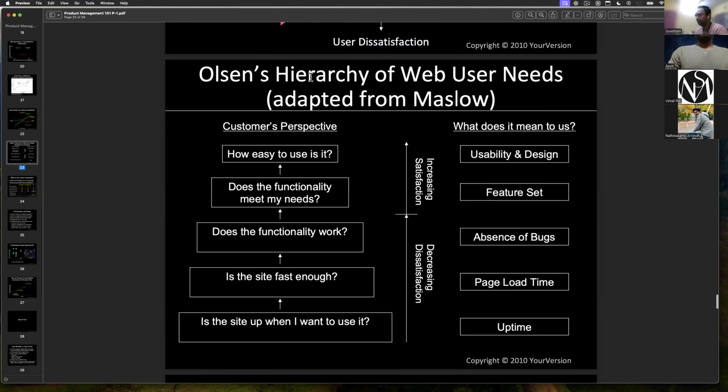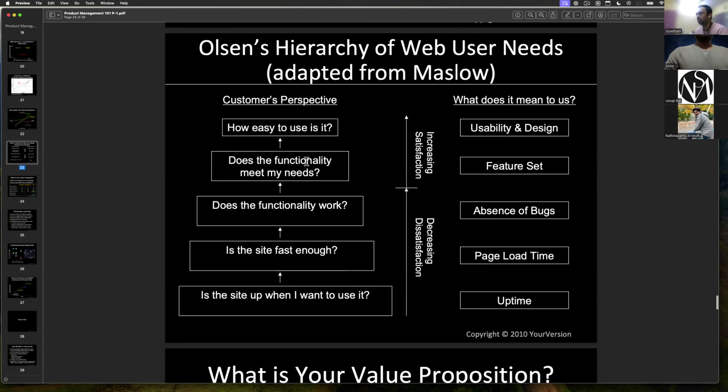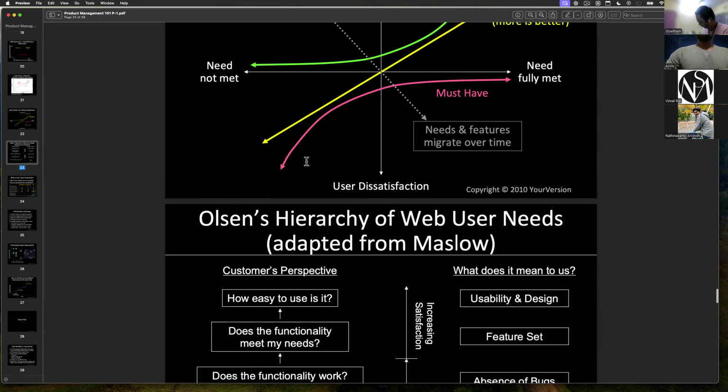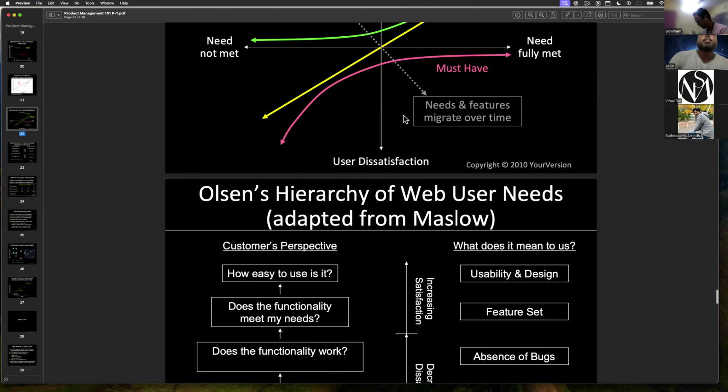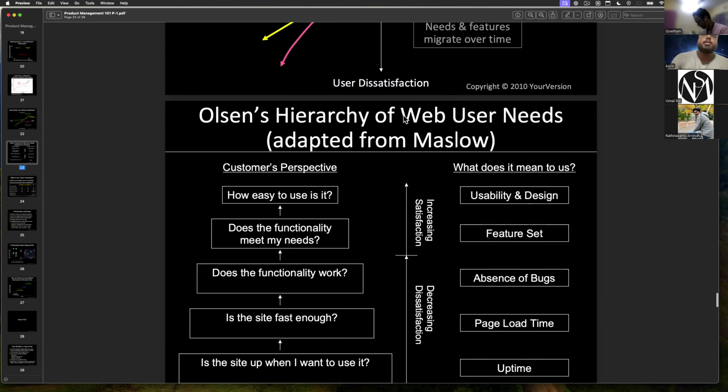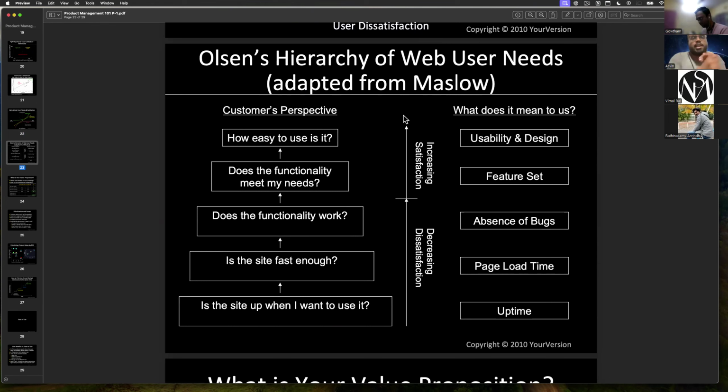Next, Osland's hierarchy of web user needs, adapted from Oslo. This is another framework. This is all based on the customer value, what kind of feature it is. But there is another dimension you can look into, like time. Time is one dimension, right? So, customer journey.